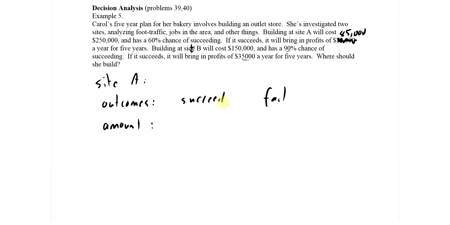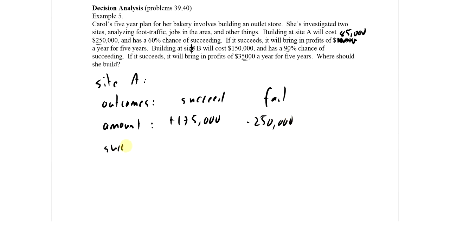So if it succeeds at Site A, she'll bring in $175,000, right? Because that's $85,000 a year for 5 years. That's $425,000 minus the $250,000 that it costs her. Right, so 85,000 times 5 minus the 250,000. Yeah, 175,000. So that's how much you bring in. If it fails, right? If she builds and it fails, she's out the 250,000. So that's the penalty for failure.